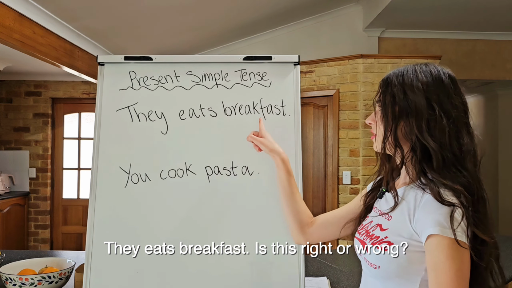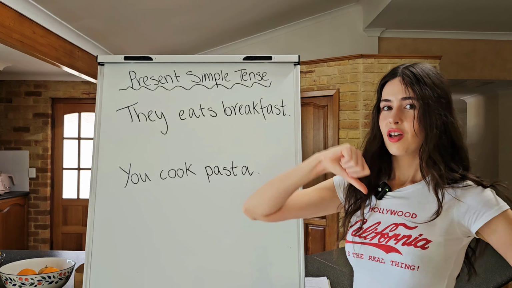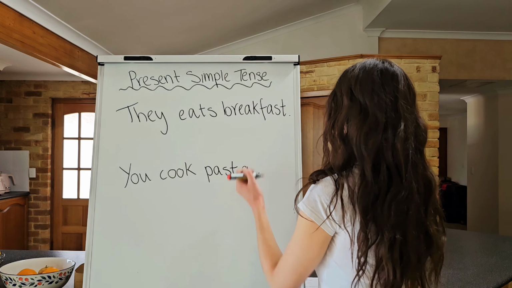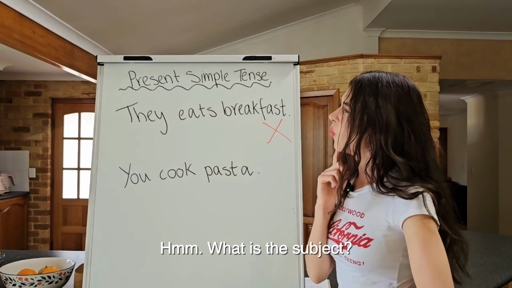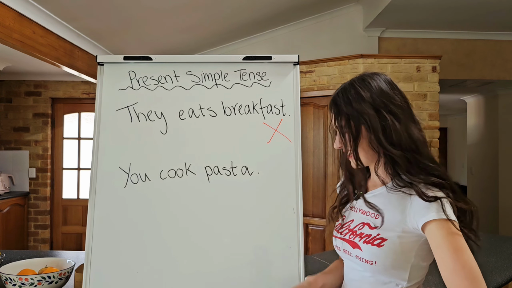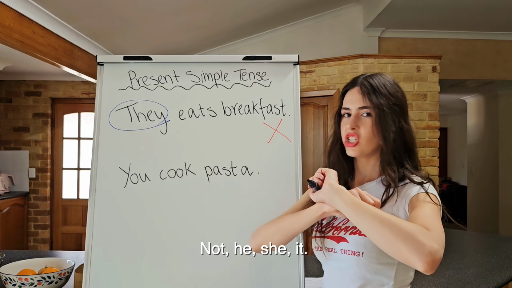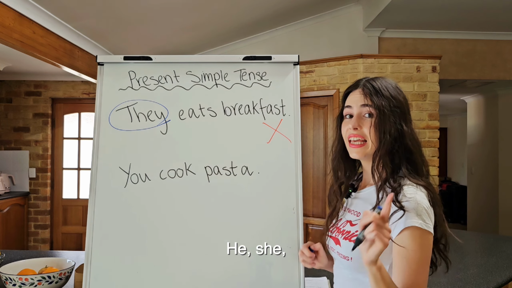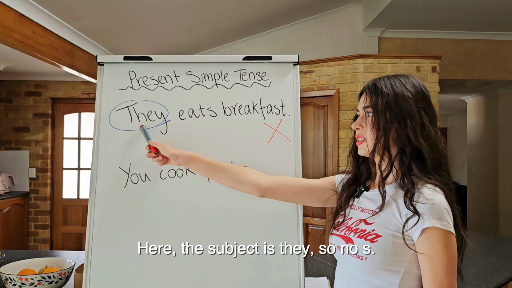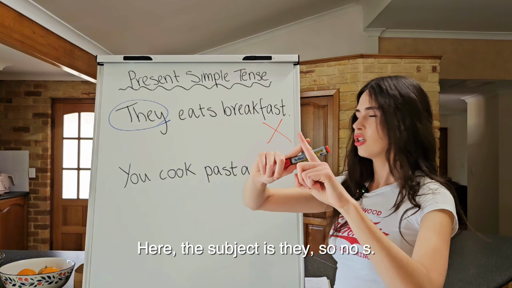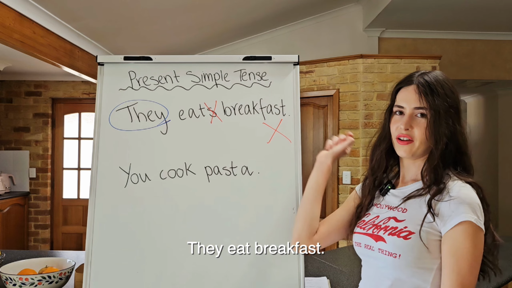They eat breakfast. Is this right or wrong? Wrong. Why? What is the subject? They. Not he, she, it. He, she, it plus S. Here, the subject is they, so no S. They eat breakfast.